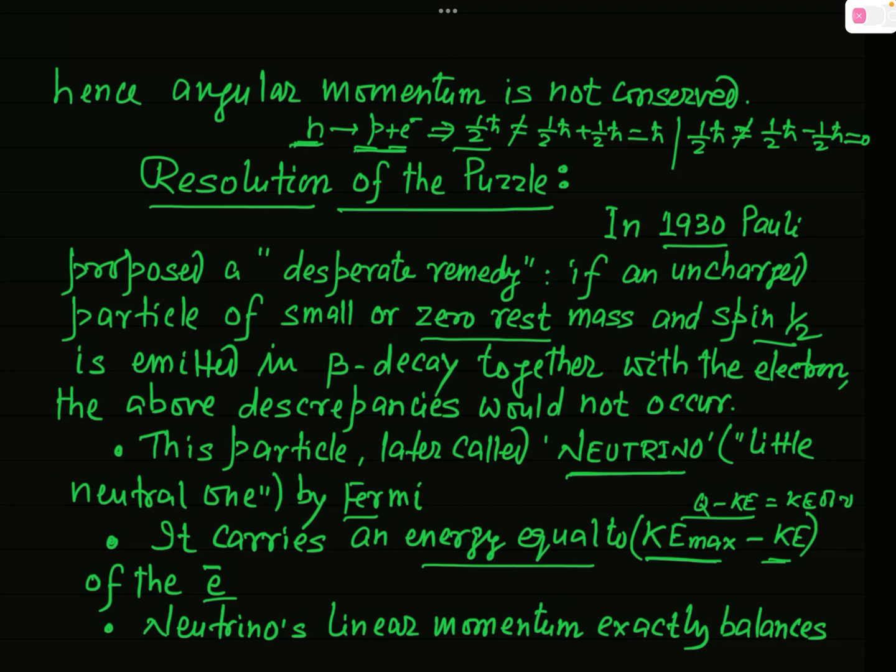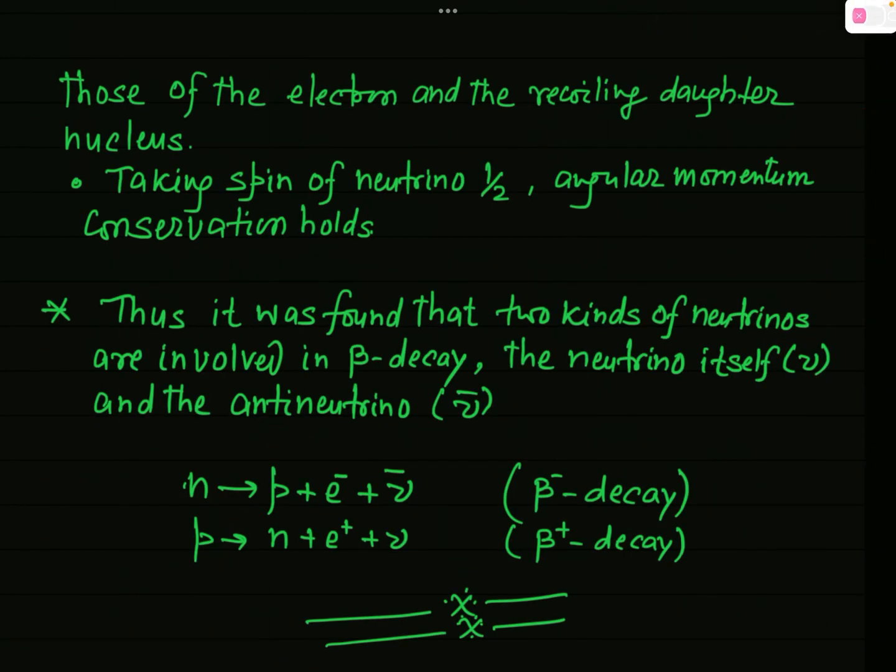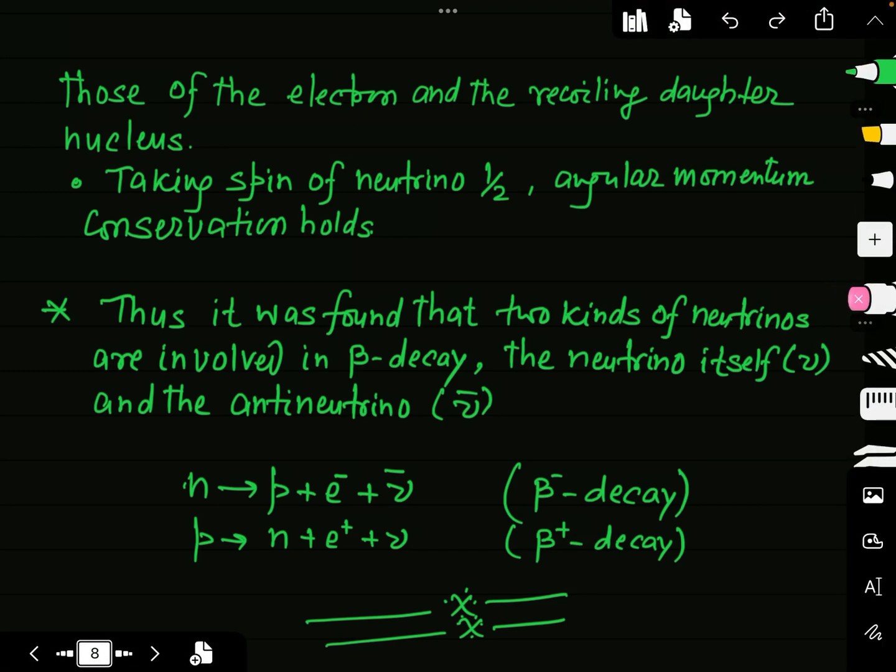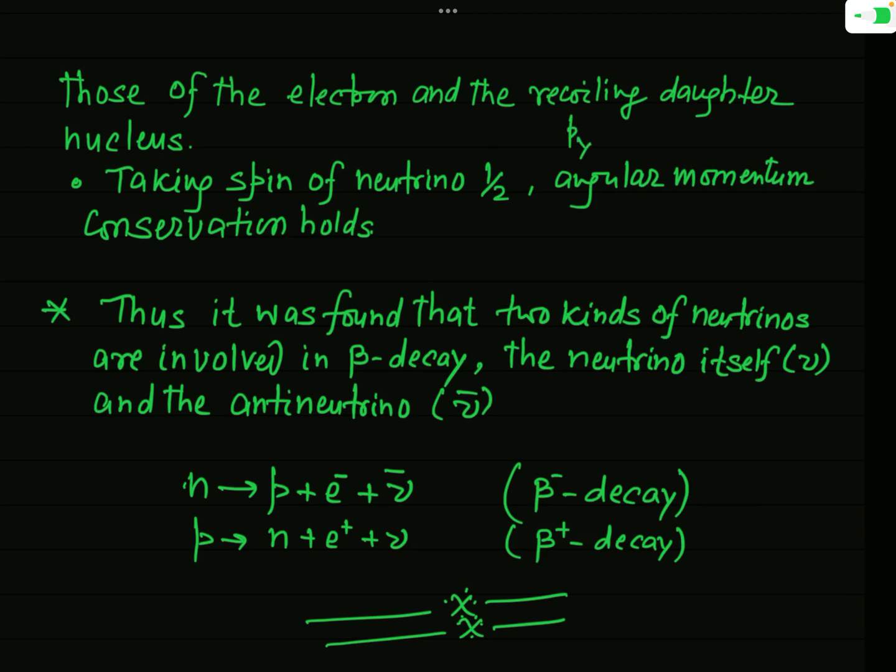Now, this neutrino actually balances the linear momentum too. As you have seen, in case of the electron emission only, the total linear momentum of the daughter nucleus and the total linear momentum of the electron was not balanced. But when we consider that the neutrino also has linear momentum, then the linear momentum of the daughter nucleus will be equal to minus linear momentum of the electron plus linear momentum of the neutrino. Then angular momentum remains conserved.